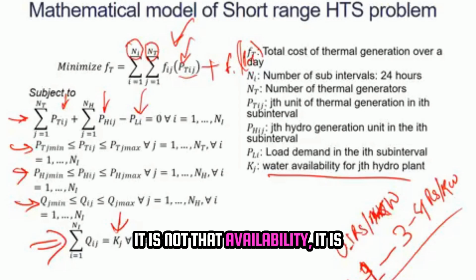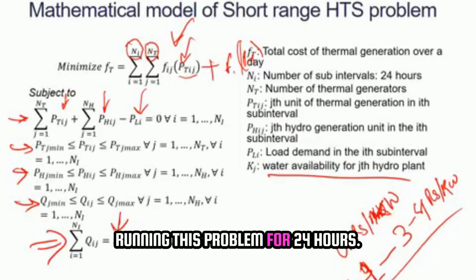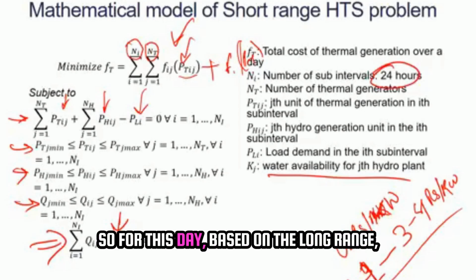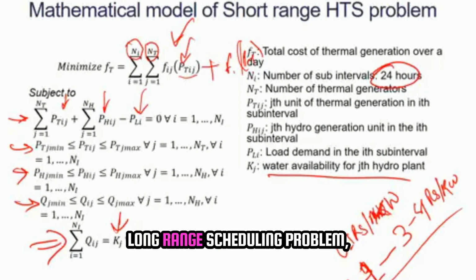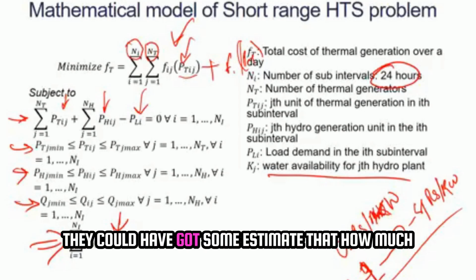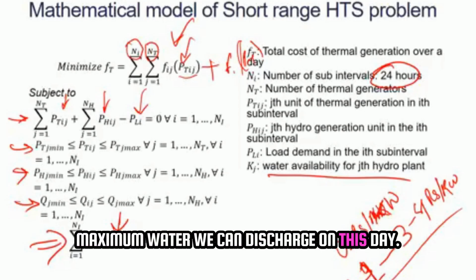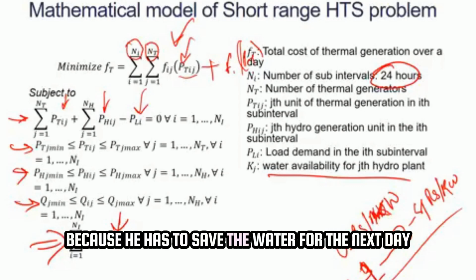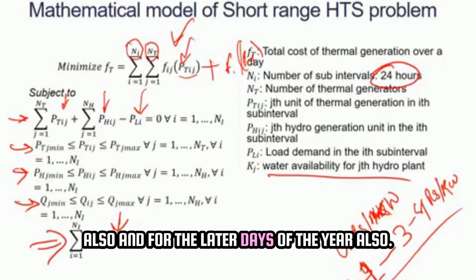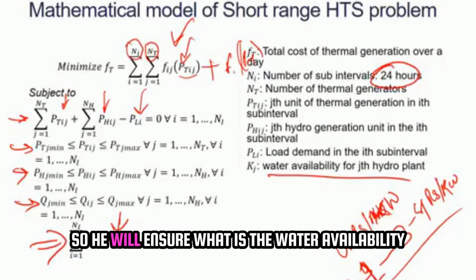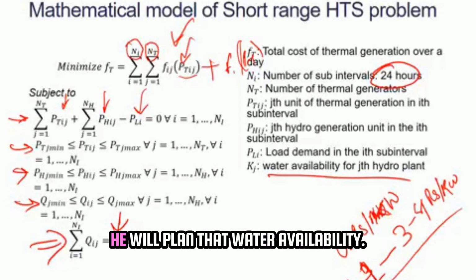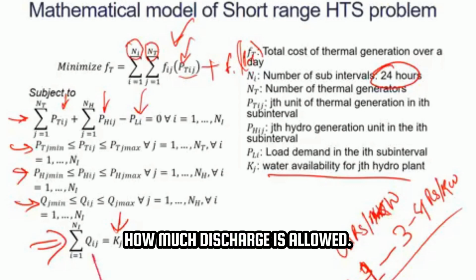It is not the total availability, it is the availability for that day, because let's say here we are running this problem for 24 hours. For this day, based on the long range scheduling problem, they could have got some estimate of how much maximum water we can discharge on this day, because they have to save the water for the next day and for the later days of the year also. So they will ensure what the water availability is for today's operation, and based on that they will ensure how much discharge is allowed.